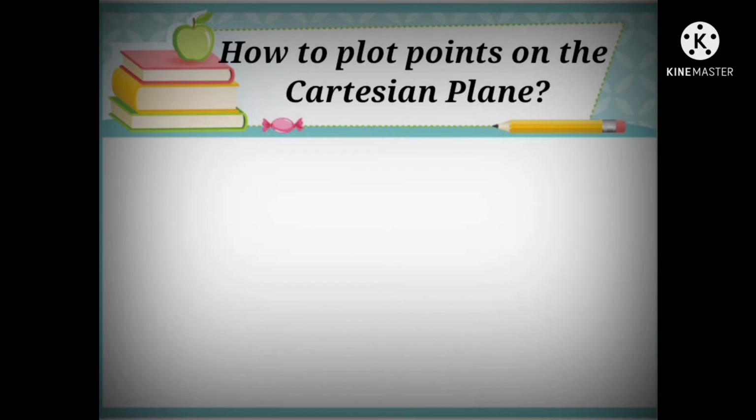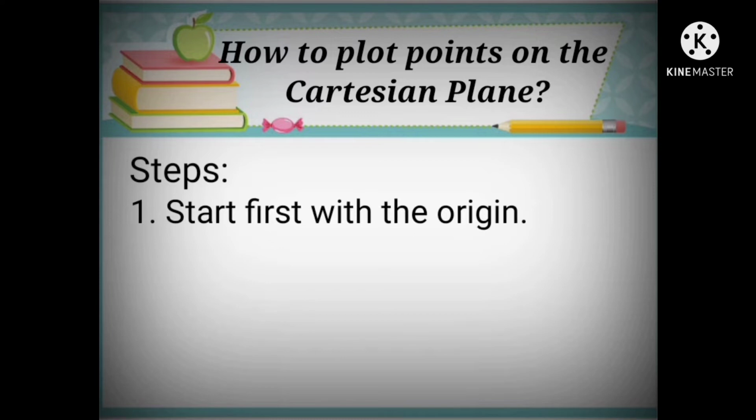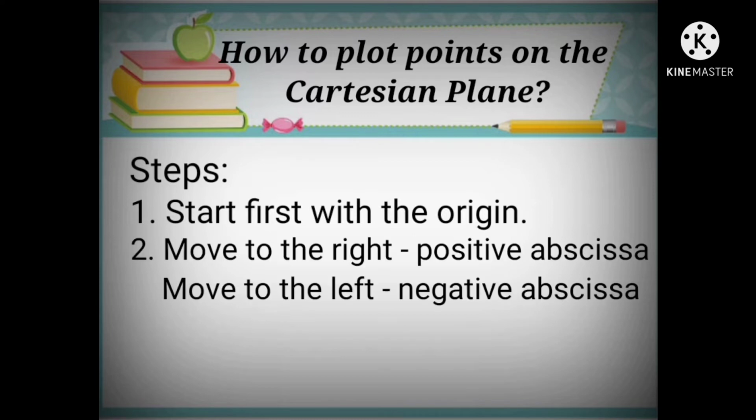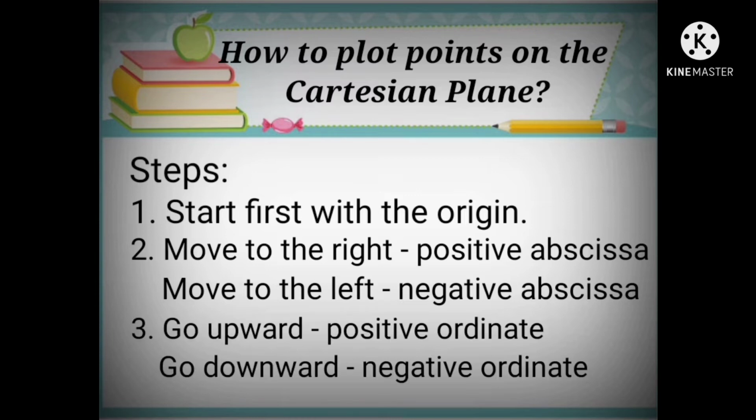Next is how to plot points on the Cartesian plane. Here are some steps on how to plot points on the Cartesian plane. First, start with the origin. Second, move to the right if the sign of the first coordinate or abscissa is positive, and move to the left if it is negative. Then last, go upward if the sign of the second coordinate is positive and go downward if it is negative.